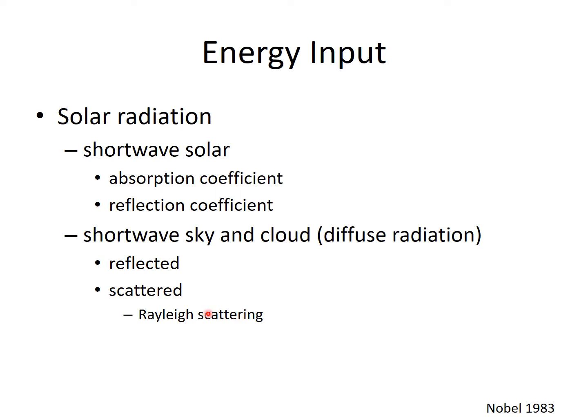Scattered radiation refers to radiation that interacts with particles and changes direction. A special type of scattering is Rayleigh scattering. Rayleigh scattering is the scattering of radiation caused by interaction with very small particles in the atmosphere, molecule-sized particles. Now those sized particles tend to interact preferentially with shorter wavelengths.